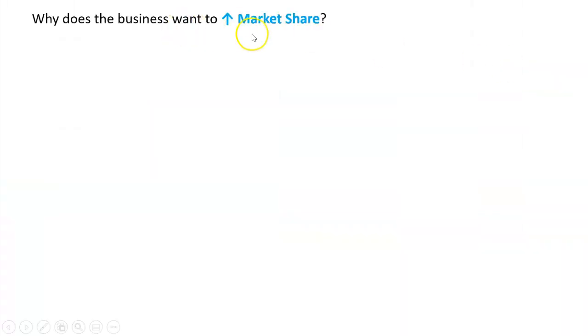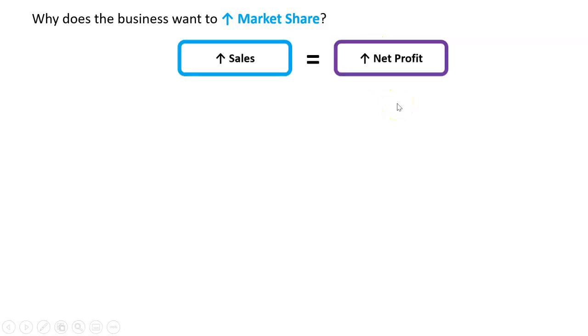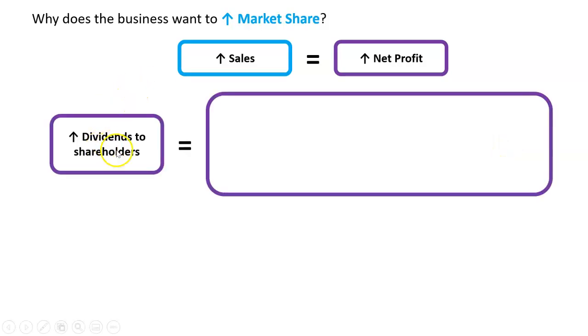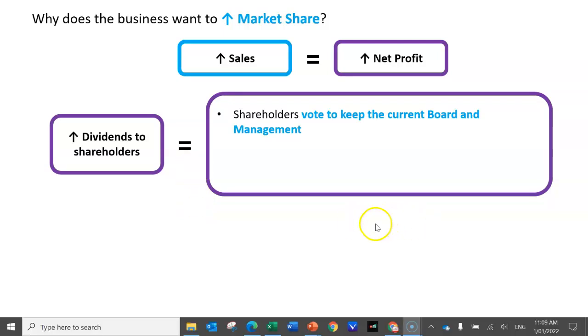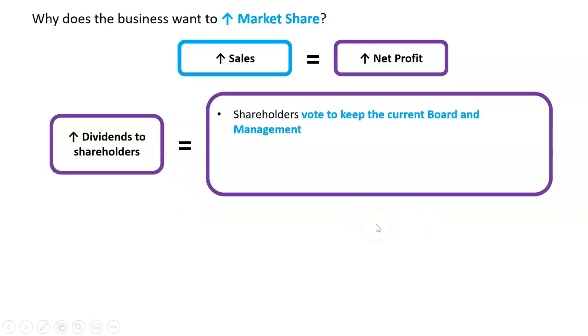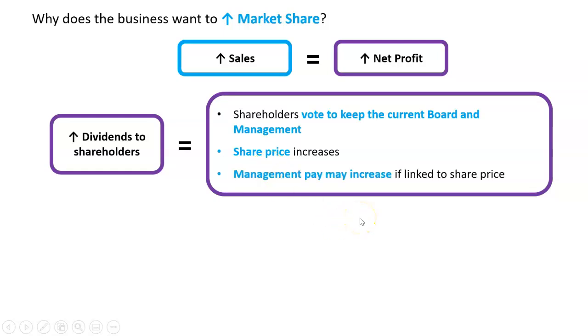All right, well, why do we want market share to go up? Well, market share basically goes up if you're increasing sales. So what's good about that? Well, if you can increase sales, you can increase net profit. Well, what's good about that? Well, the first business objective we looked at was to make net profit go up. That's good because it increases your dividends to shareholders. And we want shareholders to be happy with us because shareholders vote to keep the board and the management employed. That also makes your share price go up, which is always positive.